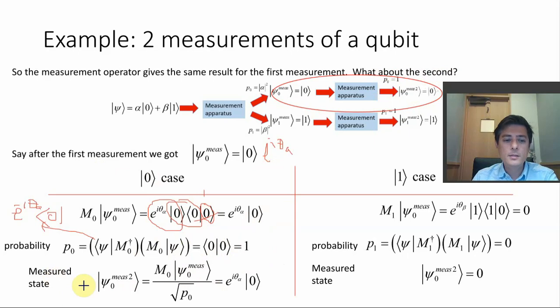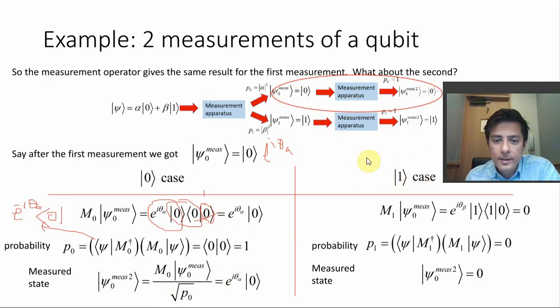So that agrees with whatever we said before. The measured state is, according to the formula, m0 of whatever you had divided by the square root of the probability. So this numerator is e to the i theta 0 divided by the square root of the probability. The square root of 1 is 1, and so you just get exactly the same state as you put in. So it's a bit different to what we wrote only in that there's this phase floating around here. I'll talk about that in the next slide.